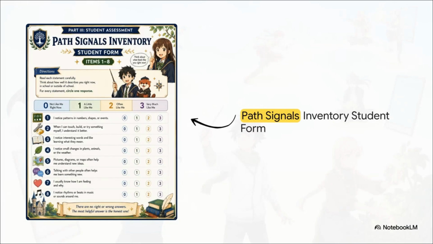And you can see that clearly on the Path Signals inventory form itself. It's clean, it's highly visual, and super student-friendly. Instead of just a giant, intimidating wall of text, each of the 40 items is paired with an intuitive little icon. Like one question features building blocks, another features a leaf. It makes a 40-question process feel snappy and engaging rather than overwhelming. It really respects the student's cognitive load while still gathering robust data about how they prefer to learn.